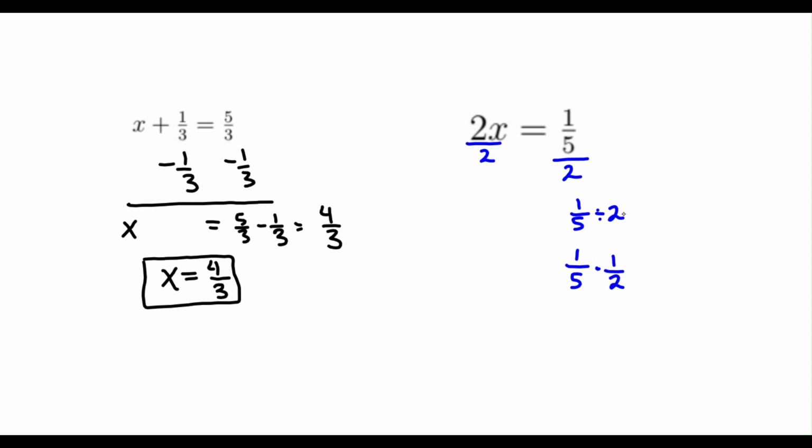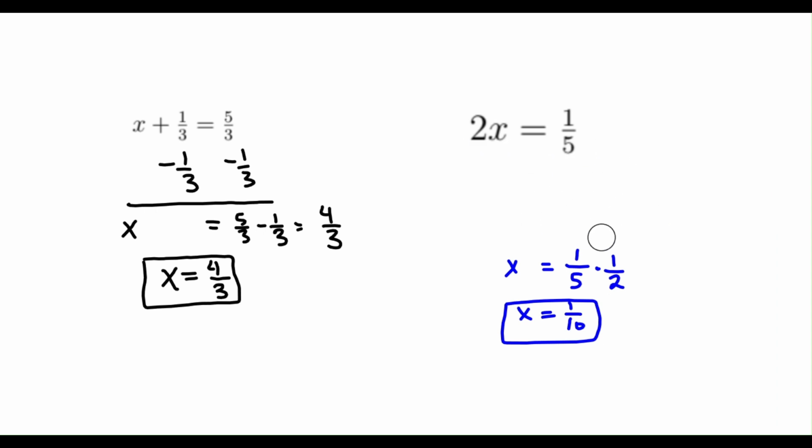So to divide by 2 is the same as multiplying by 1/2. So on the right-hand side here, I just have x equals, and then 1/5 times 1/2 is 1/10. And that's it. Okay.